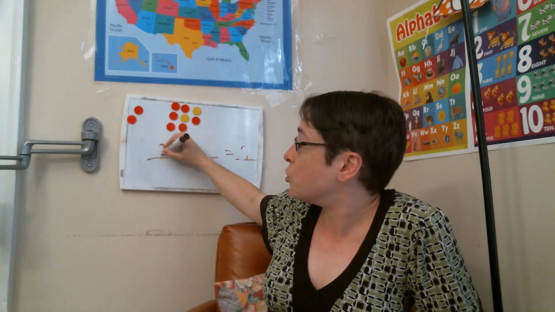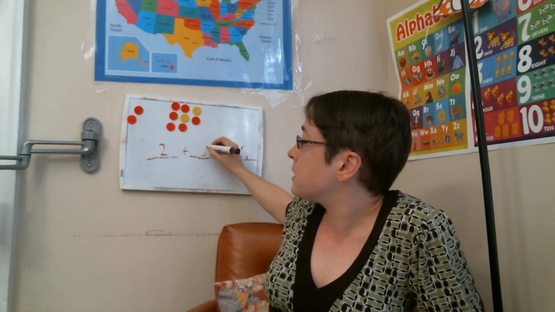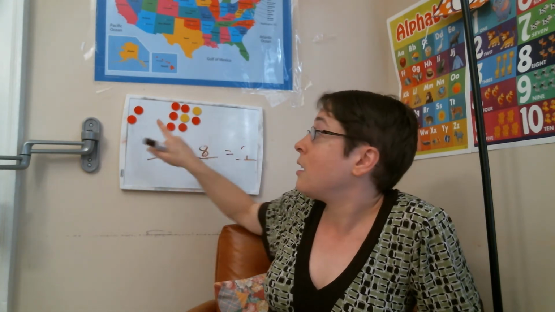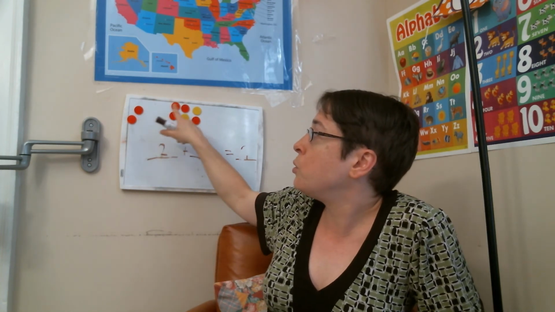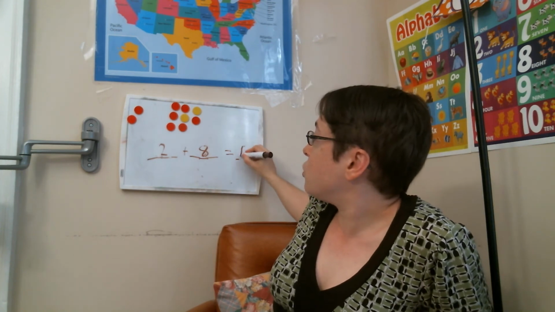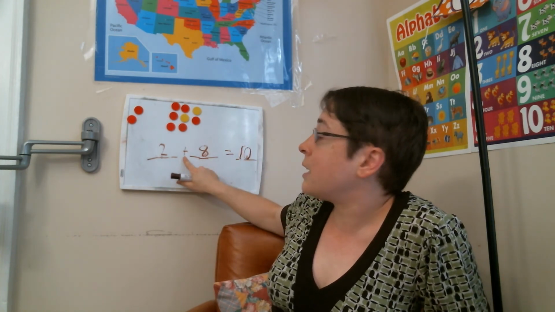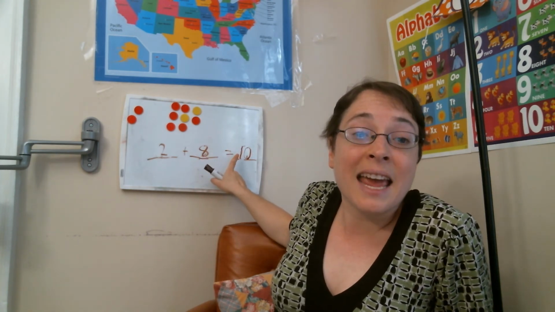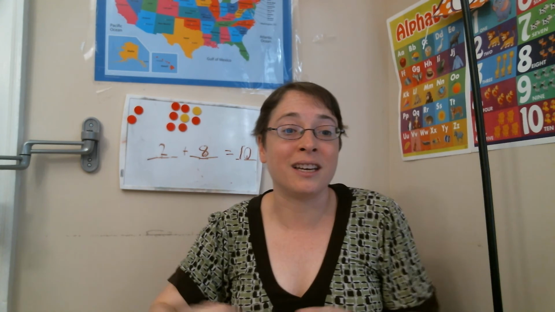Let's count 8. 1, 2, 3, 4, 5, 6, 7, and then I have this one, 8. So let's put our numbers in this sentence. 2 plus 8 equals, how many are all together? 1, 2, 3, 4, 5, 6, 7, 8, 9, 10. 2 plus 8 equals 10. Very good.